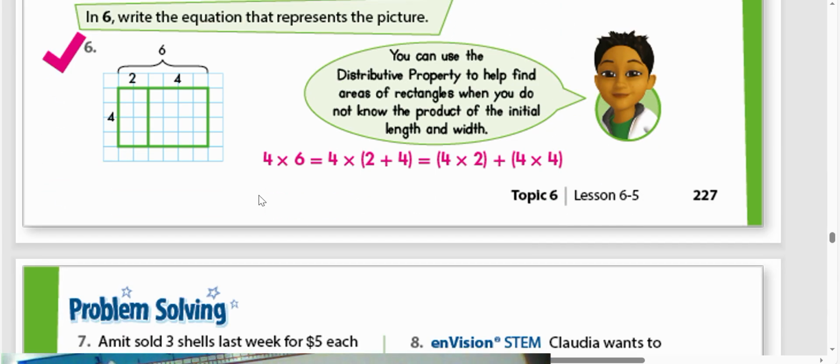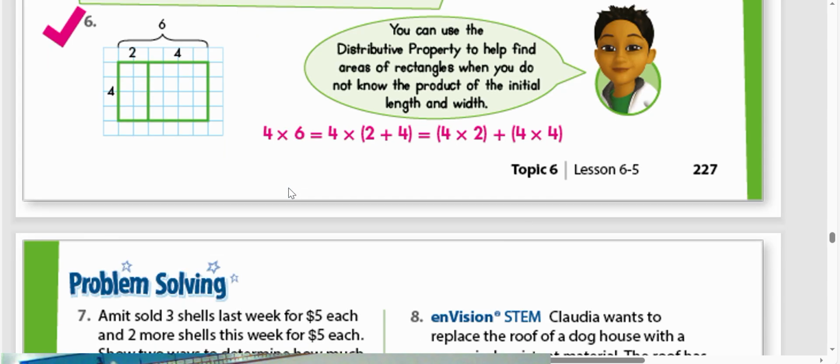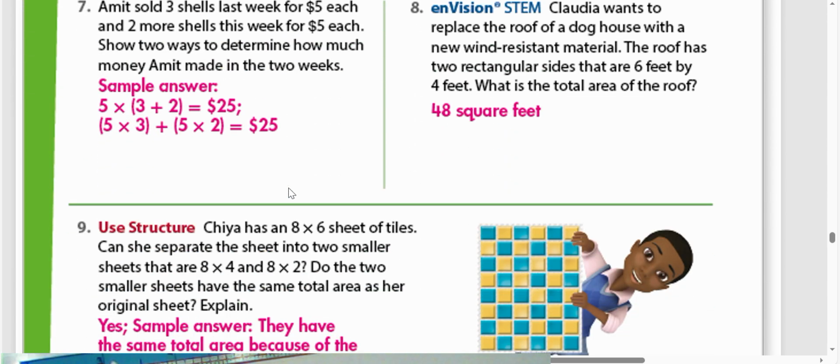And also 4 times 6. You can write 4 times the sum of 2 and 4. 2 plus 4 is 6, using distributive properties. 4 times 2 and then 4 times 4. 4 times 2 equals 8. 4 times 4 is 16. 8 plus 16 equals 24. 4 times 6 is 24.